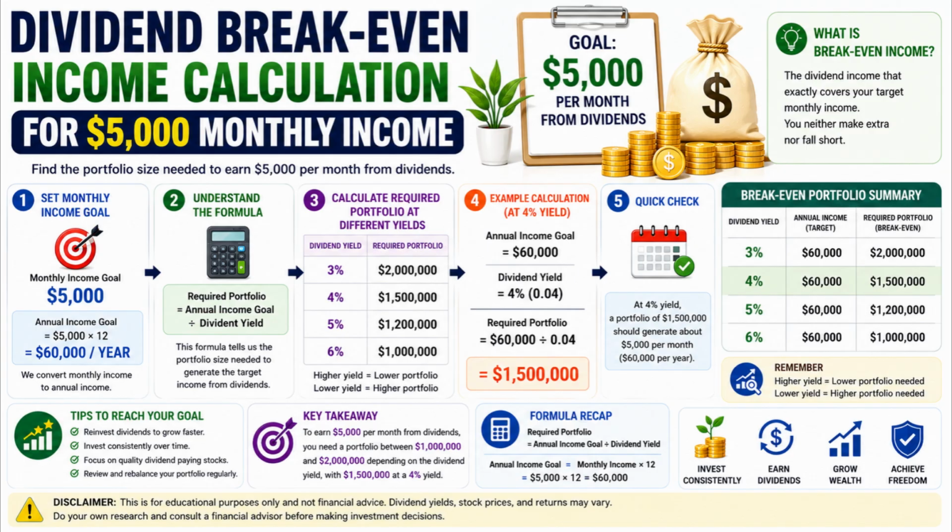Finally, remember the formula recap. Annual income goal equals monthly income multiplied by 12. Then, required portfolio equals annual income goal divided by dividend yield. In this example, $5,000 per month equals $60,000 per year, and at a 4% yield, the required portfolio is around $1,500,000. This is for educational purposes only and is not financial advice.